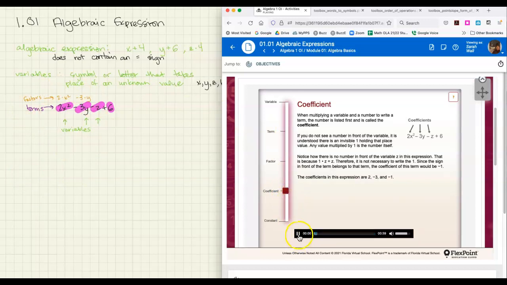Coefficients. A coefficient, she immediately starts talking. The coefficient is the number that multiplies the variable in the term. So all of these things, right? So 2 and 3, and there's actually an invisible 1 right here. Those are all coefficients. So these are the important things.